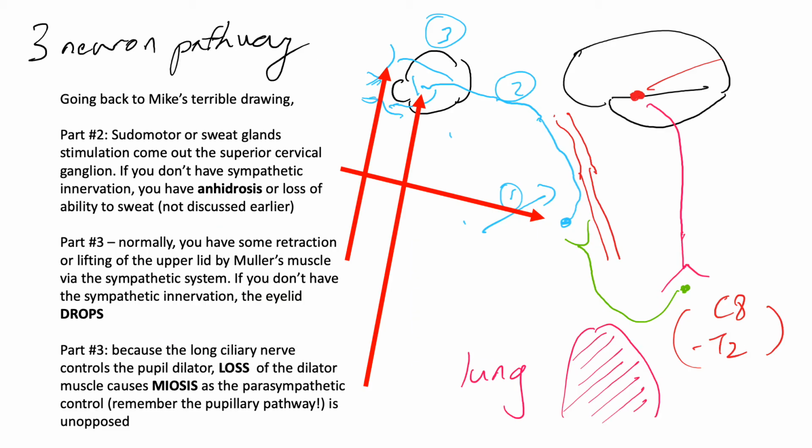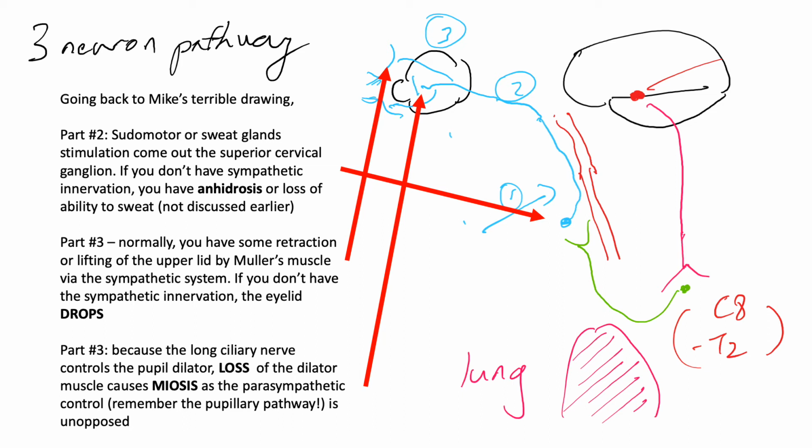So you have to understand why there is ptosis, anhidrosis, and meiosis in Horner syndrome. So let's start off with the anhidrosis part. Pseudomotor or sweat gland stimulation comes out of the superior cervical ganglion, which if you remember is part of the second/third order pathway. So if you don't have sympathetic innervation, you have anhidrosis or a loss of ability to sweat.